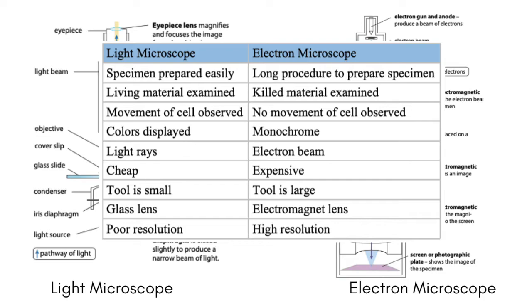you have to use skilled materials. No movement can be observed due to the cells are dead. The image shown are monochrome. They use electron beam. The tool itself is very expensive and also very large, and it uses electromagnet lens, but it provides high resolution. So same as this, depending on which type of samples you would like to observe, you would have to use the microscope accordingly.